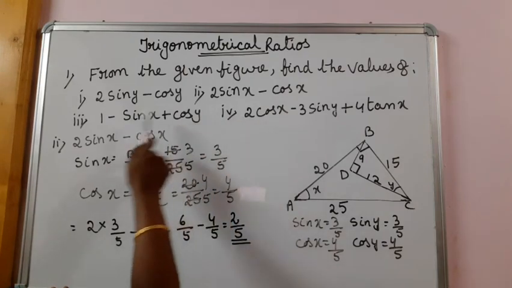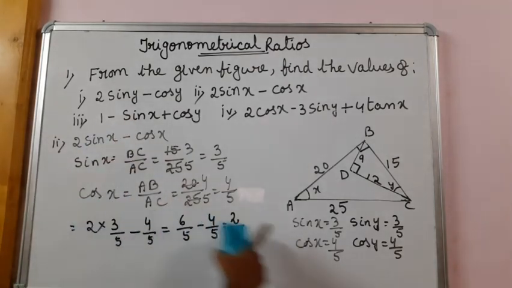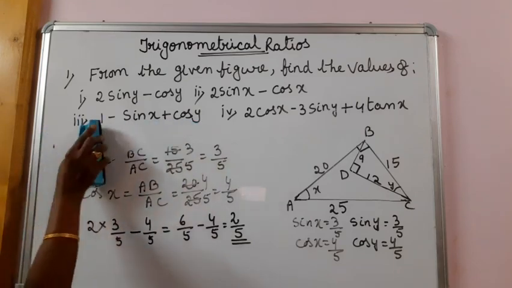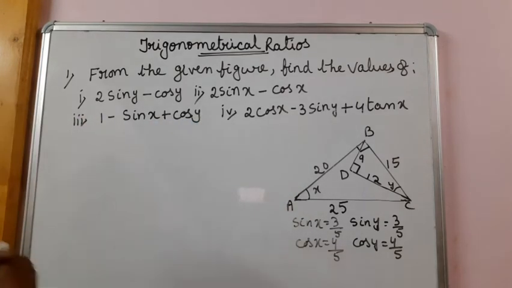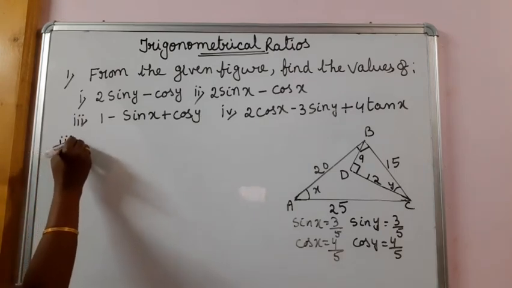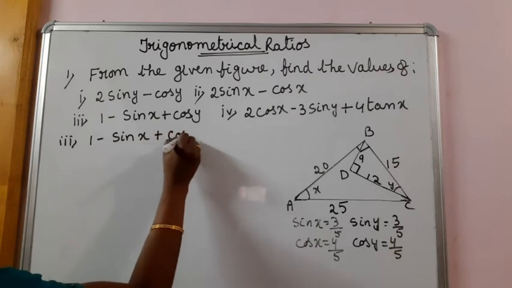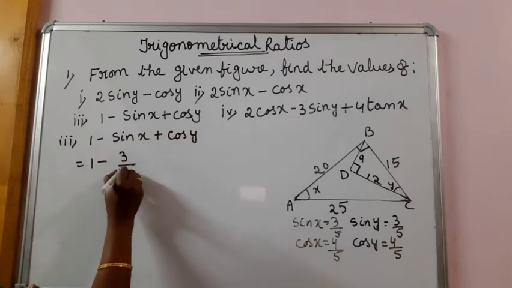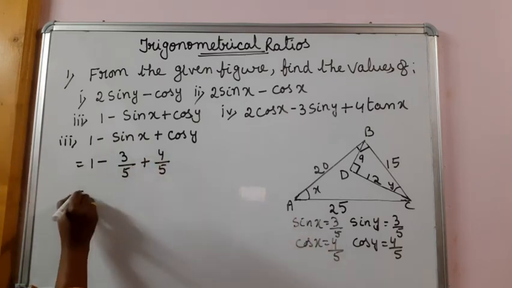Okay. Now let us work out the third bit. In the third bit, sin x we already got. Cos y we already got. So our third bit, let us write the expression here. No need to find anything. Easily we can substitute. 1 minus sin x plus cos y. 1 minus sin x value is 3 by 5. Cos y value is 4 by 5.